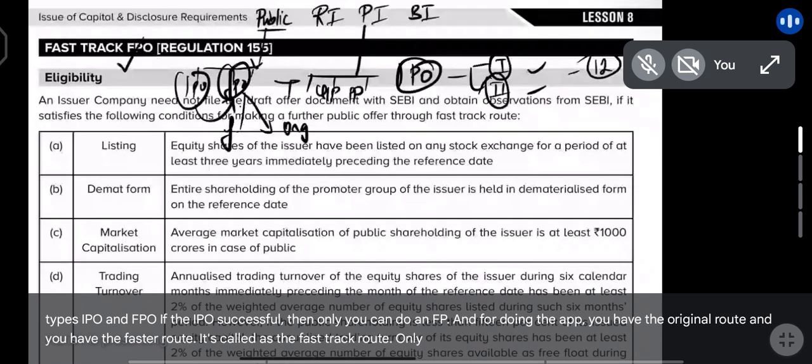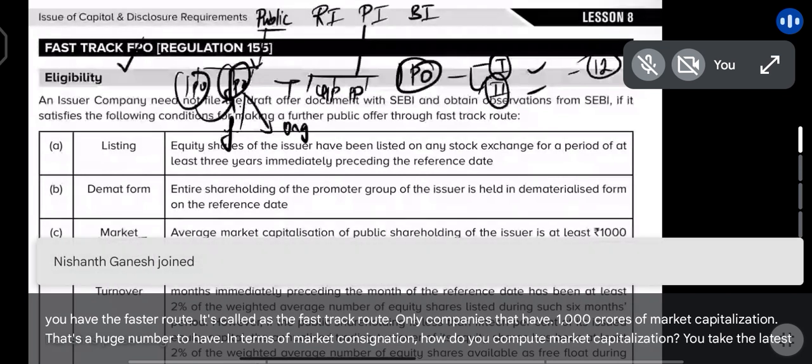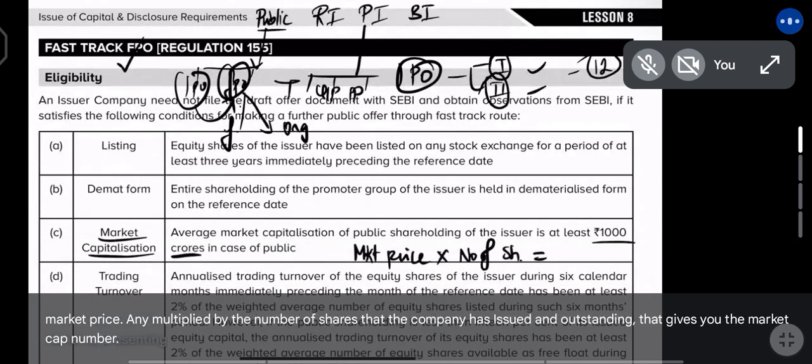Only companies that have 1,000 crores of market capitalization. That's a huge number to have in terms of market capitalization. Now, how do you compute market capitalization? You take the latest market price and you multiply it by the number of shares that the company has issued and outstanding. That gives you the market cap number. So only the largest of the large companies in India are even eligible to do this fast track issue.